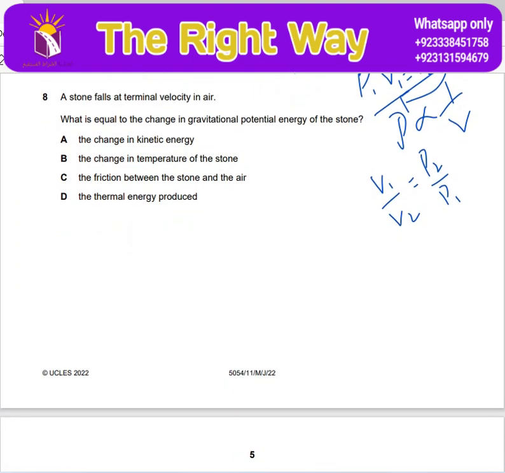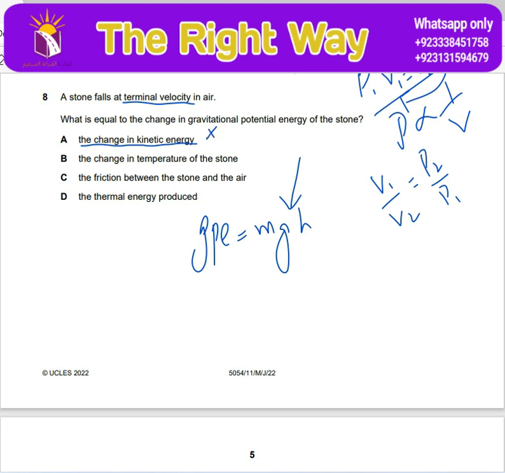Question number 8. A stone falls at terminal velocity in air. What is equal to the change in gravitational potential energy of the stone? Okay, as the stone is falling down, its gravitational potential energy, which is equal to mgh, decreases as the height decreases. The change in kinetic energy. If a body is moving with terminal velocity, its change in velocity is 0. So change in kinetic energy is also 0.